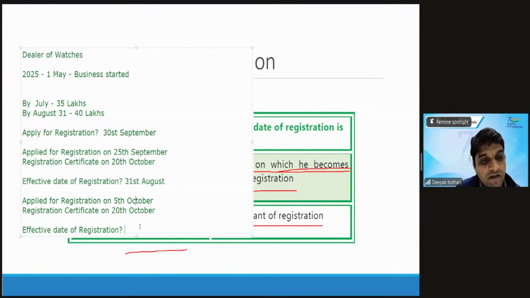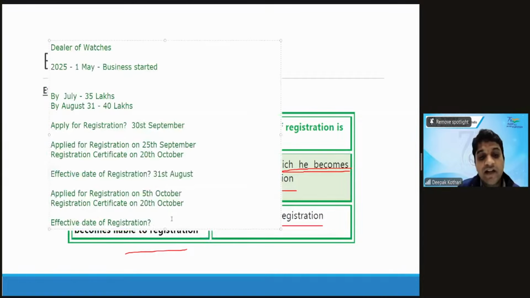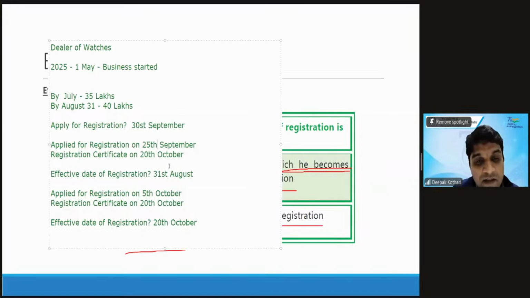But in the other case, if I've applied late, my effective date of registration will be the date of grant of registration. So the registration is granted on 20th October, so I will get it from the 20th of October. So what is the implication? A person who applied on time, from 31st August onwards, whatever purchases he's making, he can claim the credit. So a person who applied late by just 5 days, उसे पूरे credit नहीं मिलेगा. He will not get the credit from 31st August.